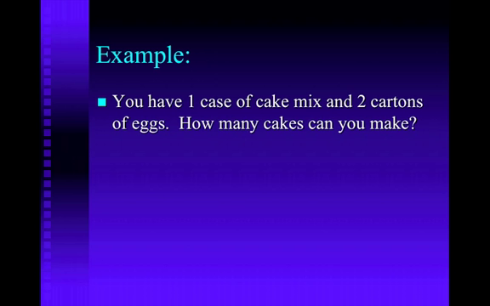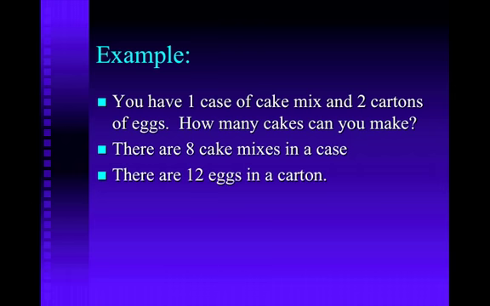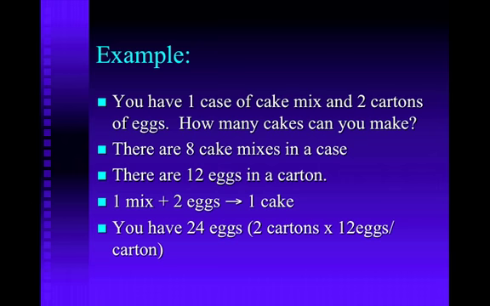This was like on the simulation you did making the sandwiches. If you ran out of cheese first, the cheese was the limiting reactant. Here's a similar problem. You have 1 case of cake mix and 2 cartons of eggs. How many cakes can you make? Here's some information to help. There are 8 cake mixes in a case, 12 eggs in a carton. 1 mix plus 2 eggs makes 1 cake. You have 24 eggs altogether.